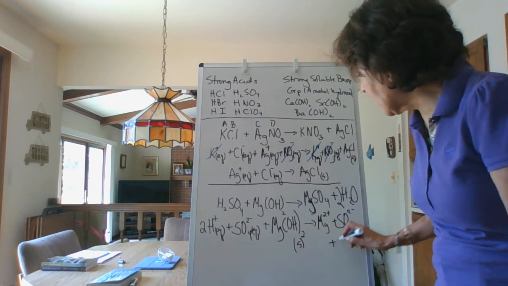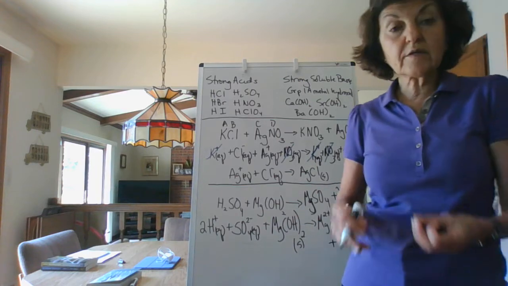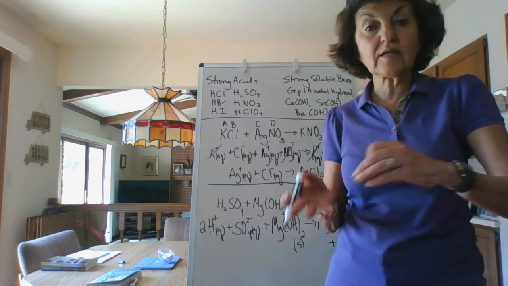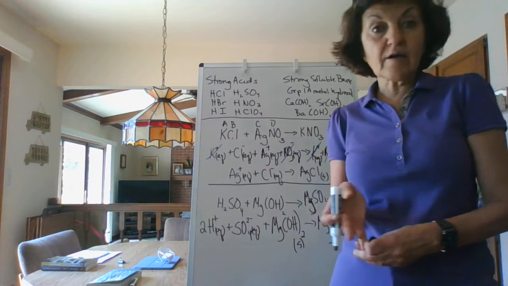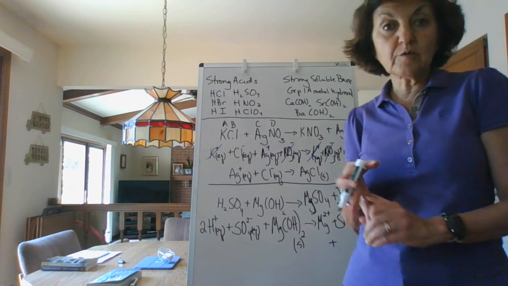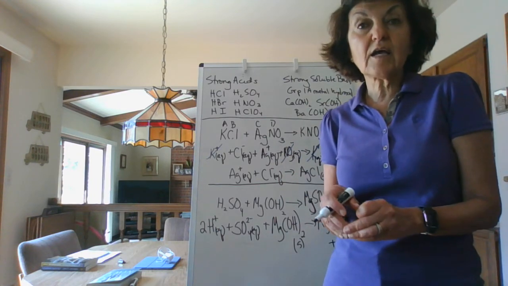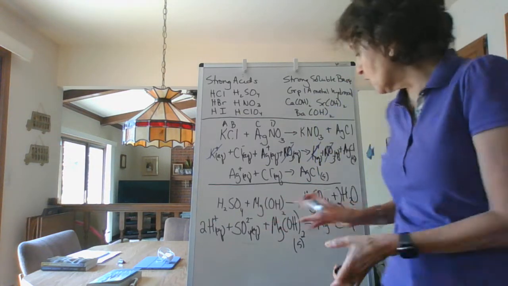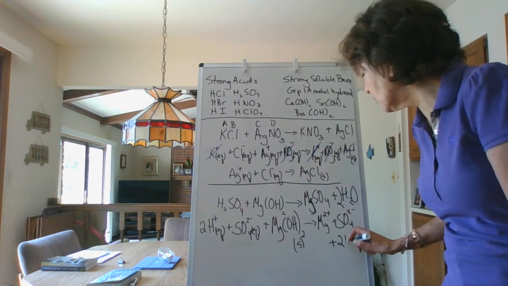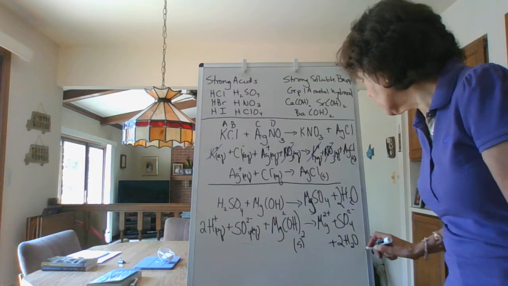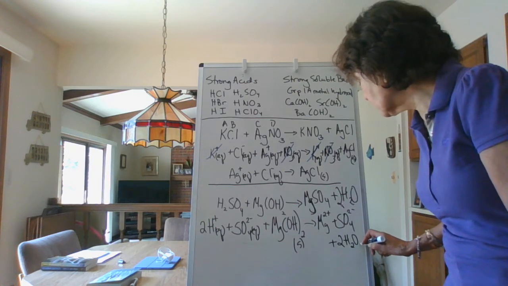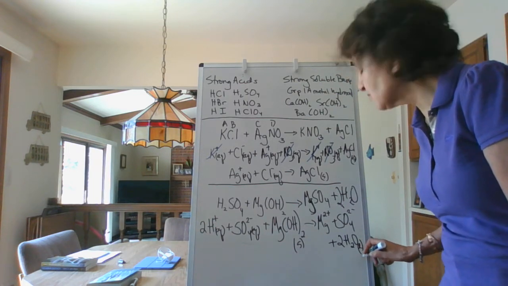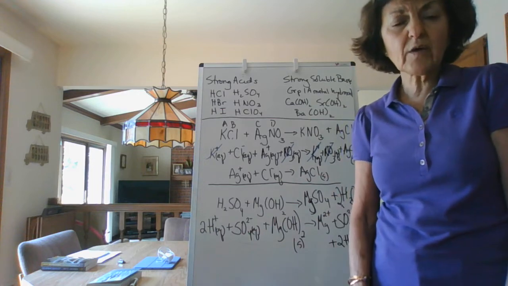Okay, and then the last one is water. Water is not considered a strong electrolyte. It's not a strong acid. It's not a strong soluble base. And it's not a soluble ionic salt. So we leave that alone. 2H2O, and then we just write liquid. It's a pure liquid.